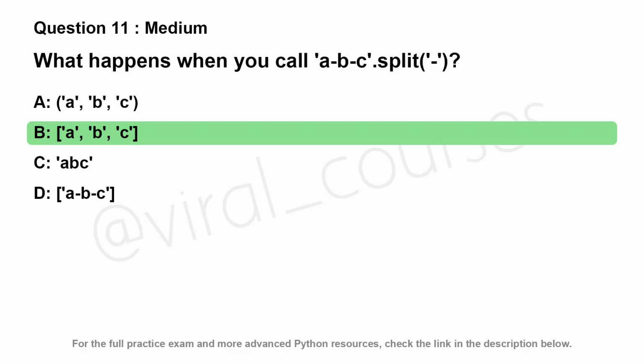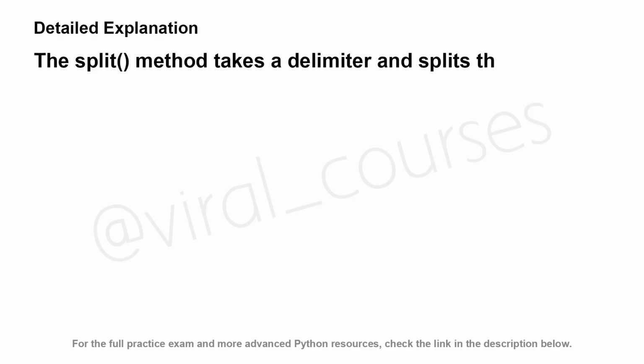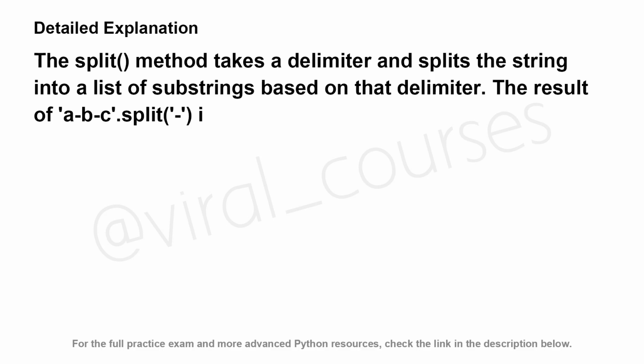The correct answer is B. The split method takes a delimiter and splits the string into a list of substrings based on that delimiter. The result of "a-b-c".split('-') is a list: a, b, c.